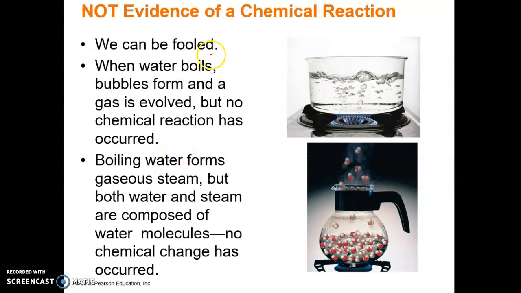Sometimes it's easy to be fooled. When you see water boiling on a stove, you do in fact see bubbles coming out, but all that is water going from the liquid phase into the gas phase. Okay, there is no chemical reaction happening. So many times you have to look on the molecular level.